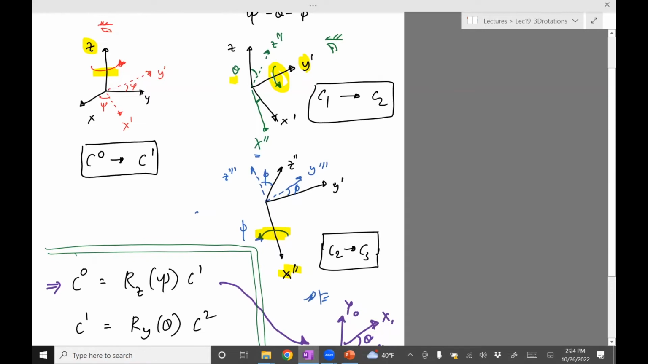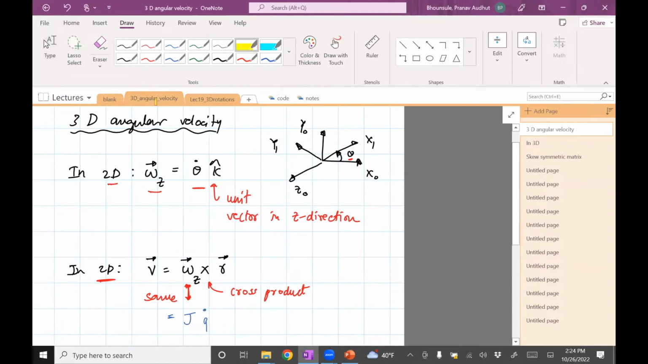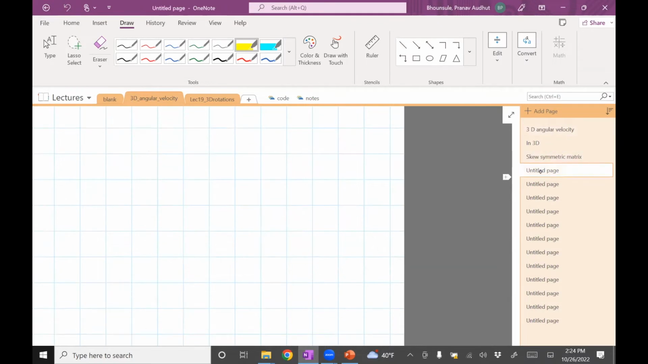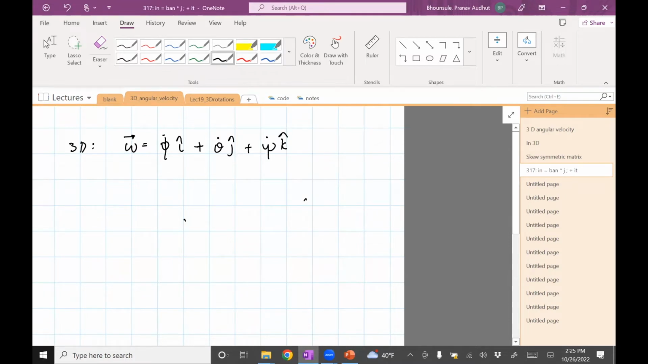You would think that if you did this sequence of rotations, then just like this expression, a good guess would be that the angular velocity is omega equals phi dot about x, theta dot about y, and psi dot about k. Those were the Euler angles, and so these are the rates of change of the Euler angles.